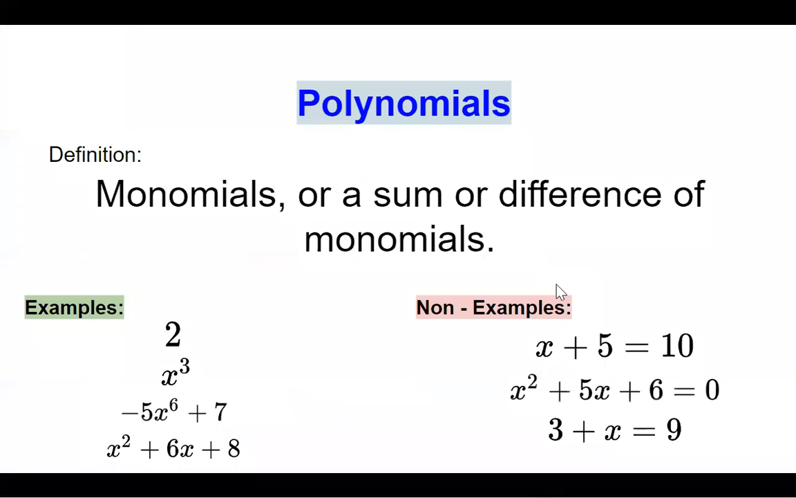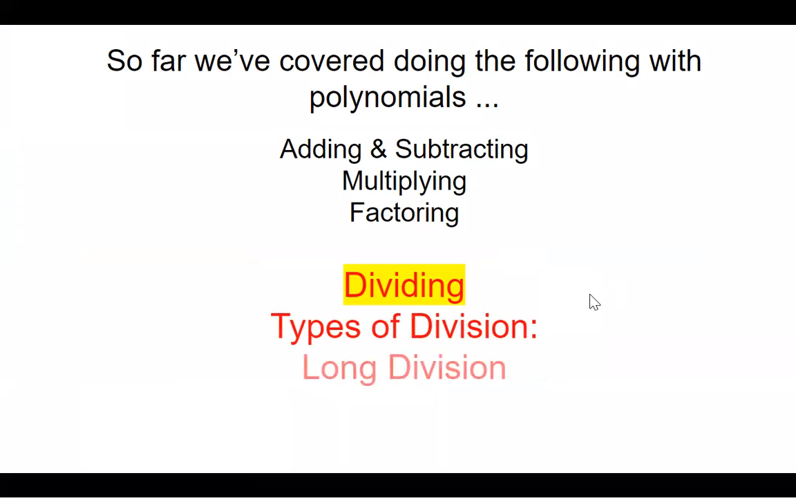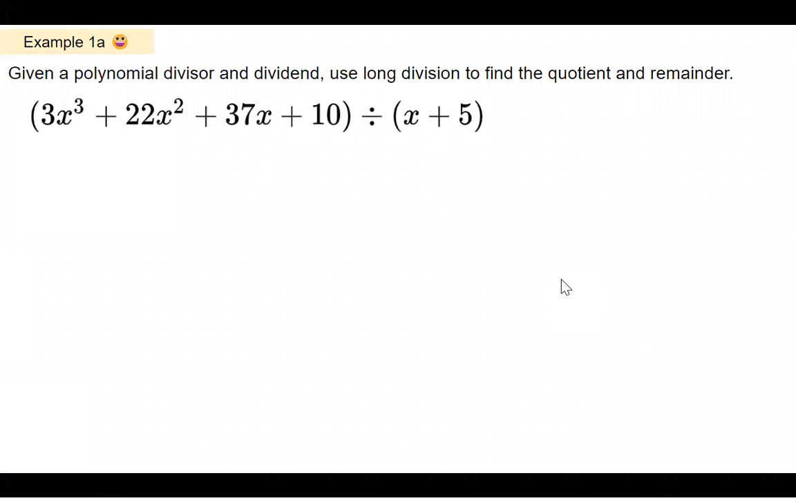So we have polynomials. We've been going over this for a very long time. We went already over the strategies. We've been adding, subtracting, multiplying, factoring, dividing. Yesterday, we had our second day of long division. Today, we're going to have our first day of synthetic division, okay? All right, so go ahead and copy this one down: 3x to the power of 3 plus 22x squared plus 37x plus 10. This time it's going to be divided by x plus 5.